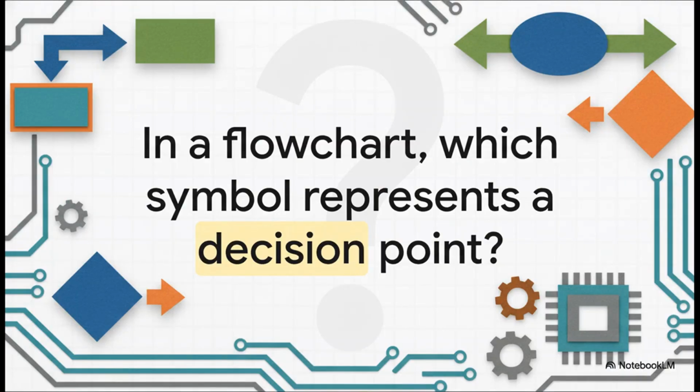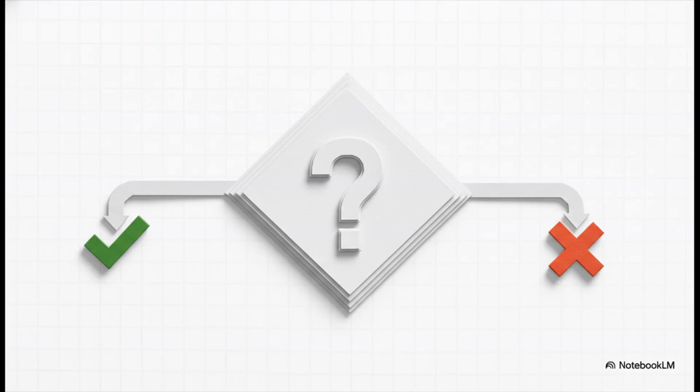Okay, let's make sure that sank in. In a flowchart, when your program needs to make a choice, which symbol do you grab to show that critical decision point? You got it. It's the diamond. Anytime you see a diamond, you know the program is at a crossroads, asking a question that will decide what it does next. It's the symbol for a fork in the road.